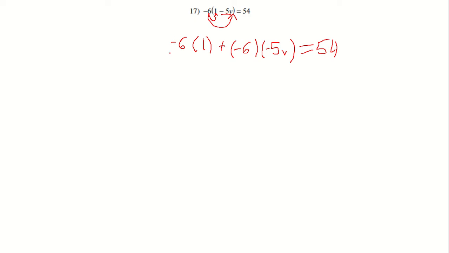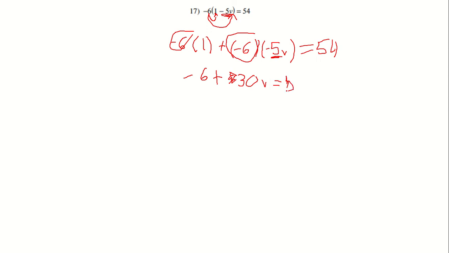And both of these are going to be negative 6. We have negative 6 here and negative 6 here. We're taking that from the outside and we distribute it to the 1 and to our negative 5 here. So we're taking that from right there, and that's going to be equal to 54. So if we then multiply this out, we get negative 6 plus negative 6 times negative 5v is going to be 30v. I'm going to rewrite that there as 30v equals 54.